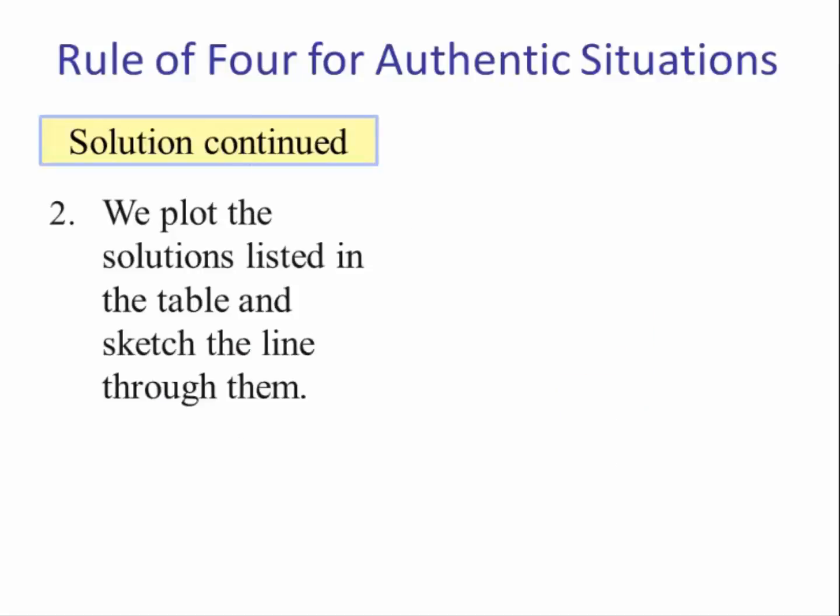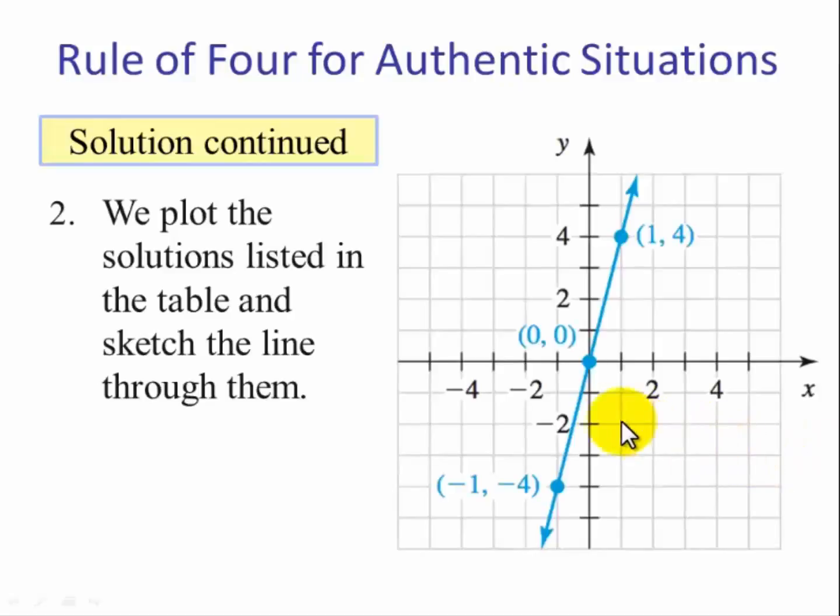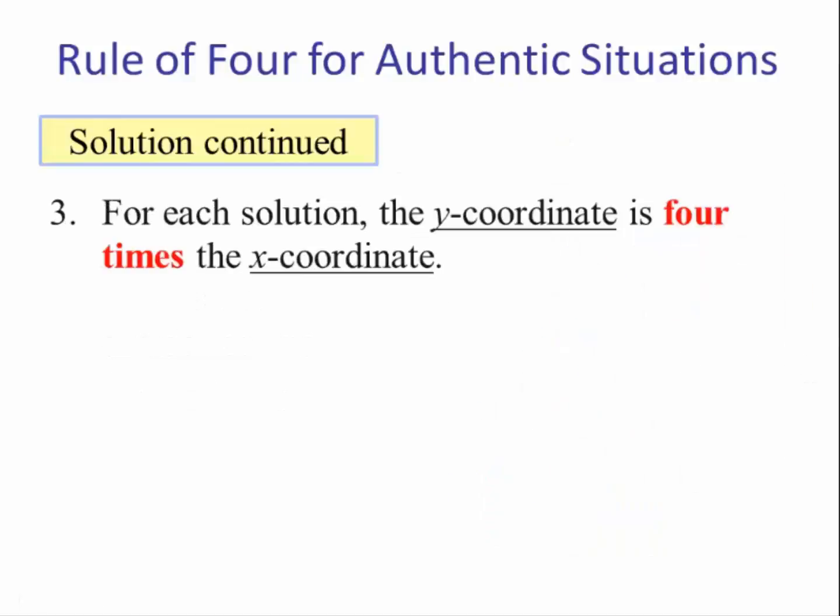If we plot these points or solutions, we can sketch a line through them. So here we have, when x is -1, we have -4. When x is 0, we have 0. And when x is 1, we have 4. So to describe this in words, we would say for each solution, the y coordinate is 4 times the x coordinate.